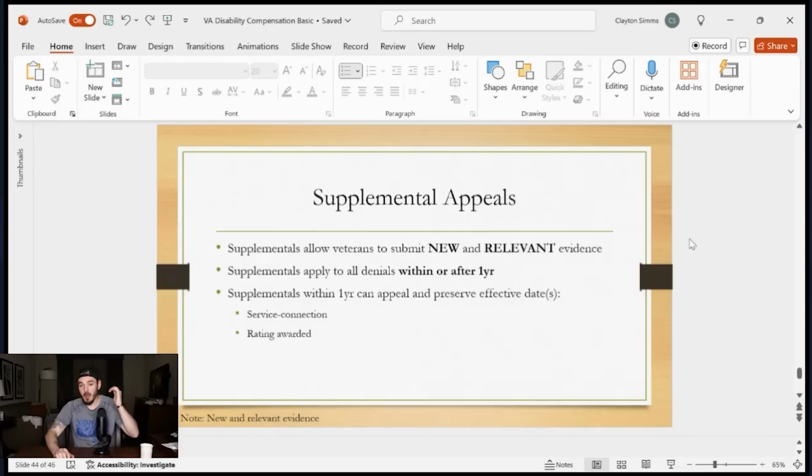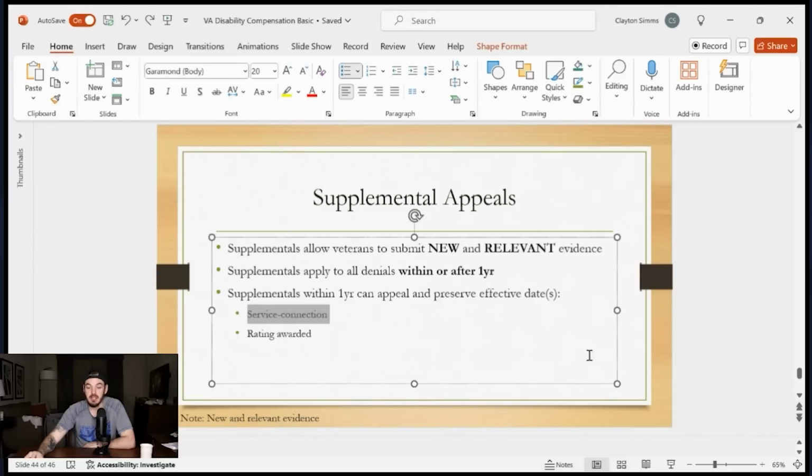Now you have another option. You have two other options for appeals. You have the supplemental appeal. This allows the veteran to submit new and relevant evidence. New meaning the VA didn't have it before. Relevant meaning it combats the reason for your denial. Supplementals you'll really see shine for service connection.